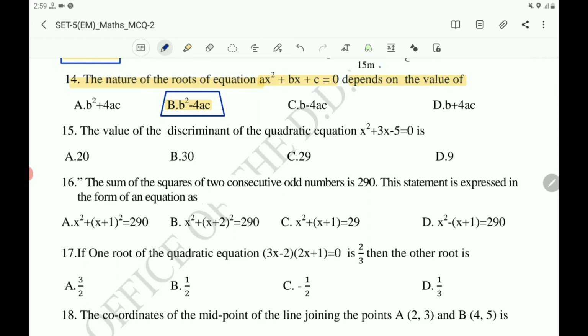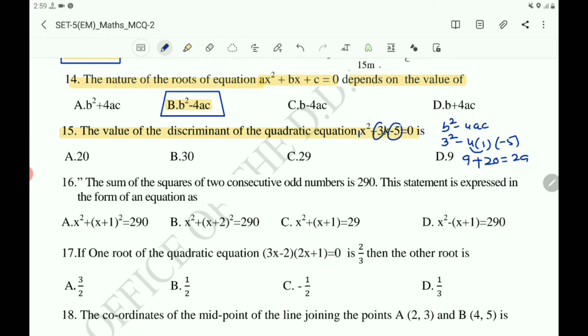Next you take the 15th question. The value of the discriminant of the quadratic equation x square plus 3x minus 5 equals 0 is. Here find the discriminant part. B square minus 4ac, b is 3, it is 3 square, minus 4 into a is 1, c is minus 5. Then you will get 9, 4 1s are 4, 4 5s are 20, plus 20. So you will get 29.